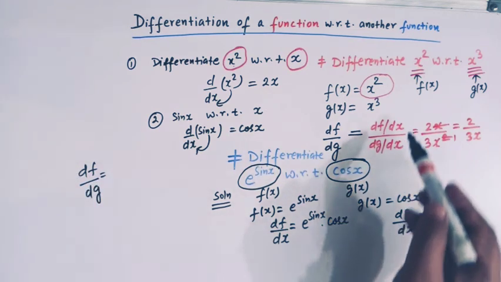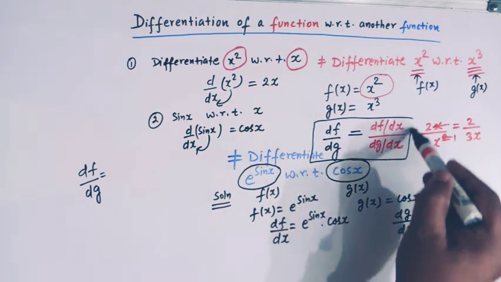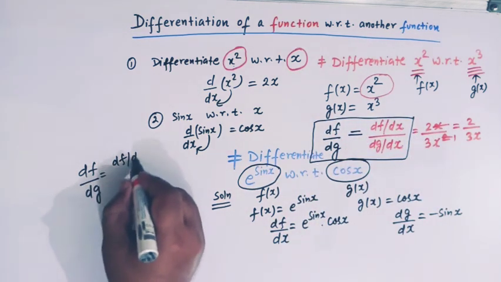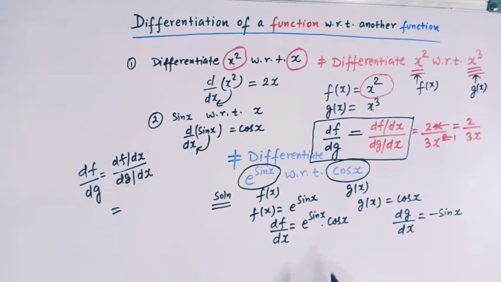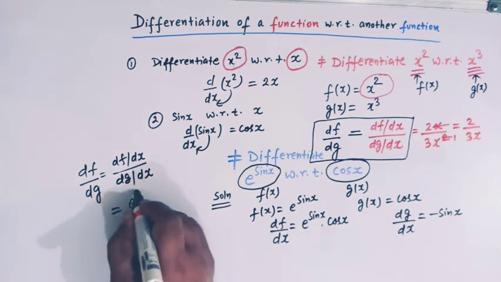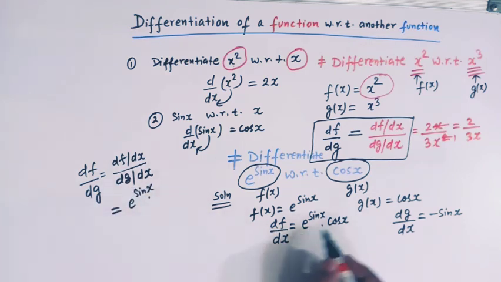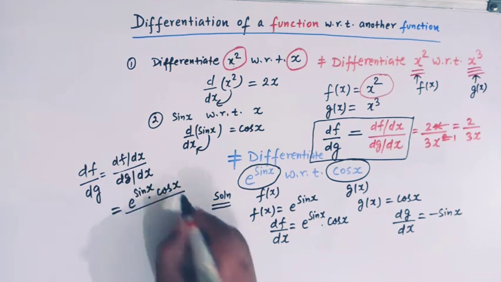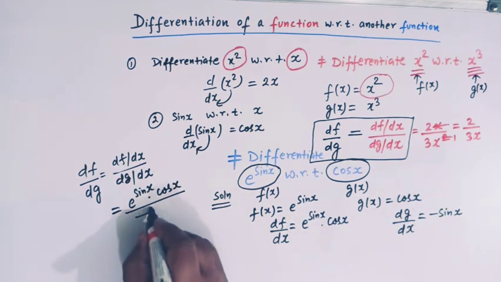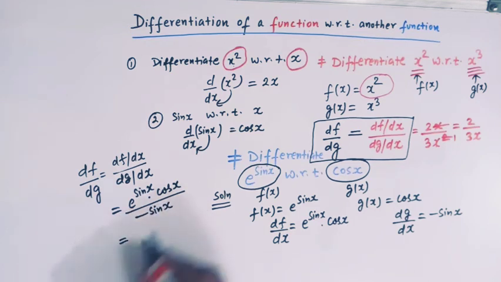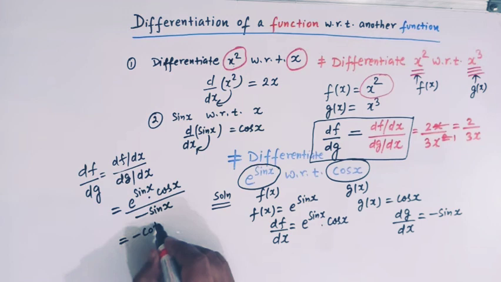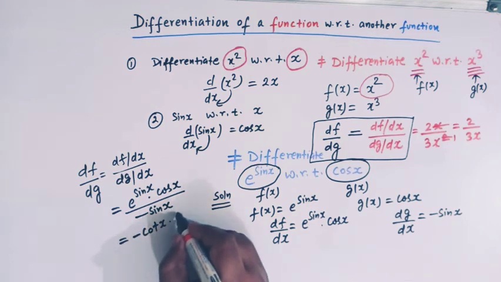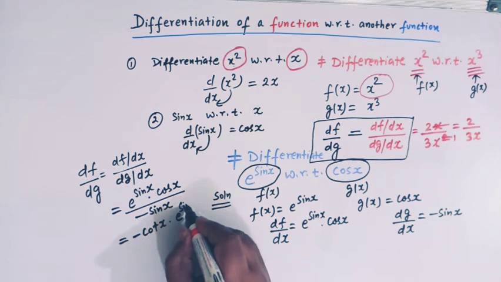So we'll make use of this result. So we have df over dx divided by dg over dx. df over dx is e raised to sine x multiplied by cos x, divided by minus sine x, right? So now cos x over sine x can be written as cot x. So we have minus cot x times e raised to sine x.